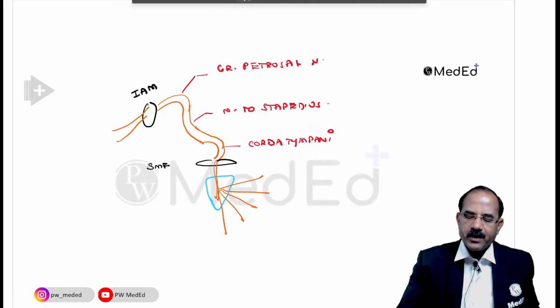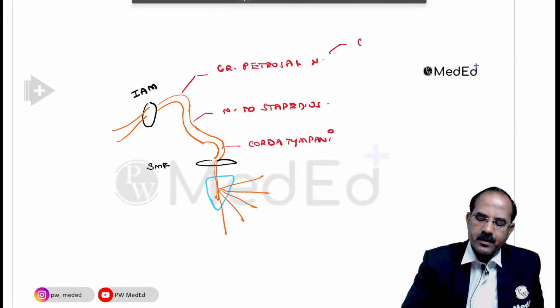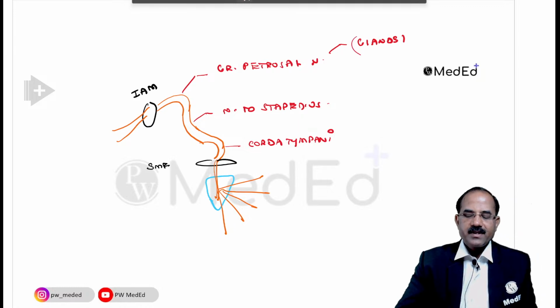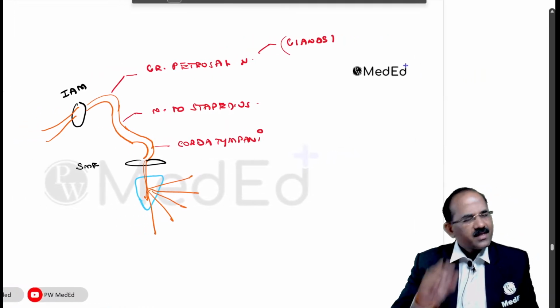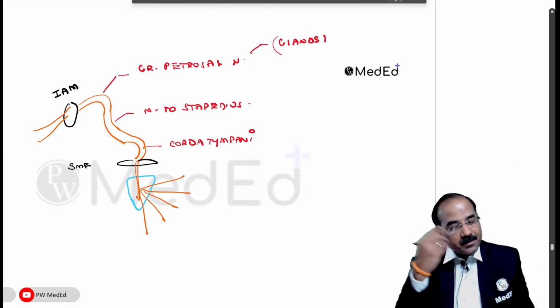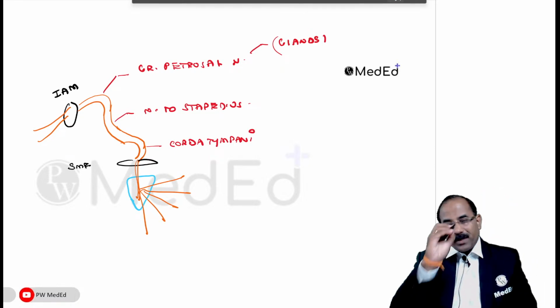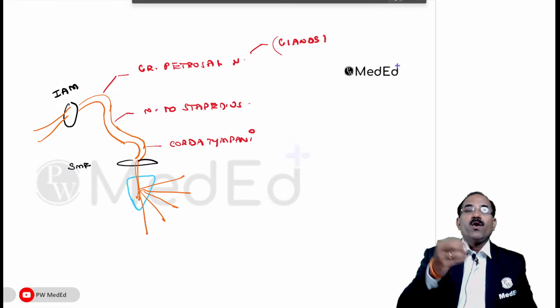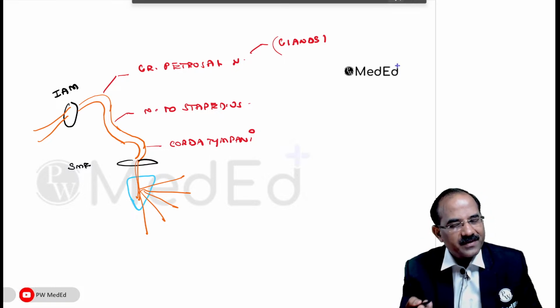What does the greater petrosal nerve supply? The greater petrosal nerve supplies the glands. It supplies all the glands except, students, this is extremely important, the parotid. So if the greater petrosal nerve is injured, there will be a loss of secretions from the glands.